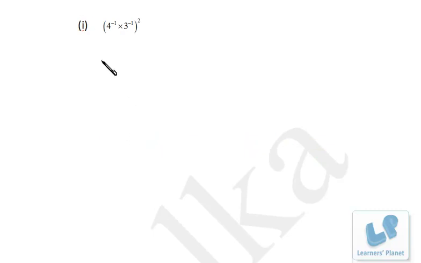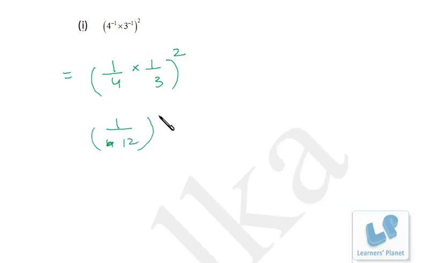Now let's try this problem. 4 raised to minus 1 can be written as 1 upon 4. 3 raised to minus 1 can be written as 1 upon 3, raised to 2. So what is 1 upon 4 into 3? It's 12. So it's 1 upon 12 squared, that's 1 upon 144. Okay, as simple as that.